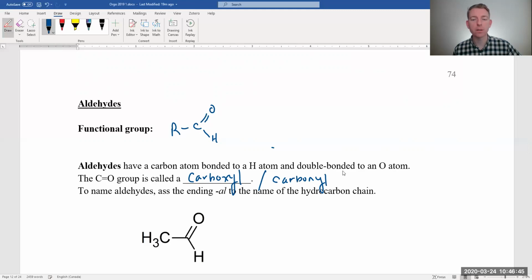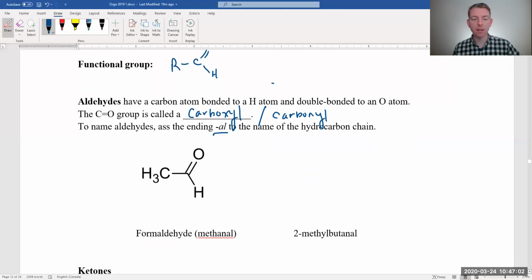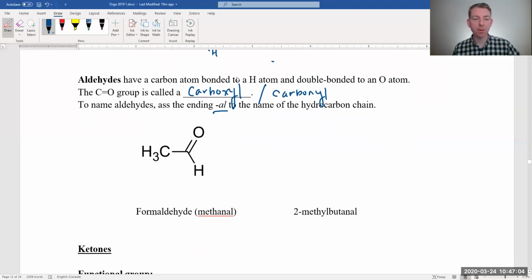Carbonyl. Okay, so you'll see it written like that. When we're thinking of naming aldehydes, instead of an -ol that we had for the alcohol, we have the ending -al. So as opposed to, say, calling something formaldehyde, well, actually, this isn't formaldehyde, this image here. It's a little bit misleading.